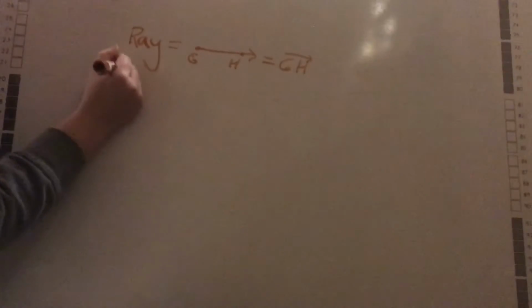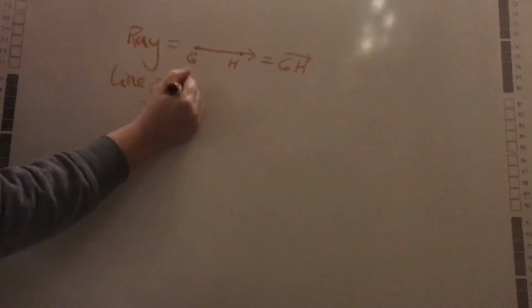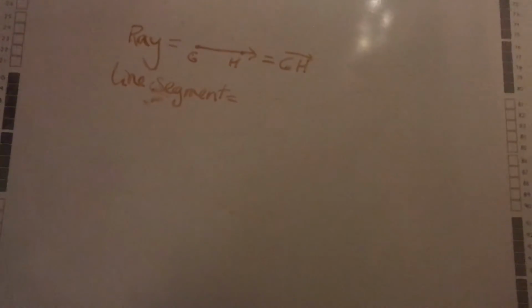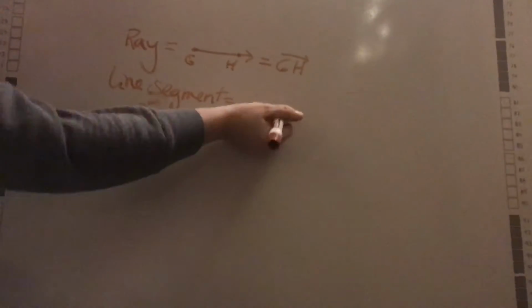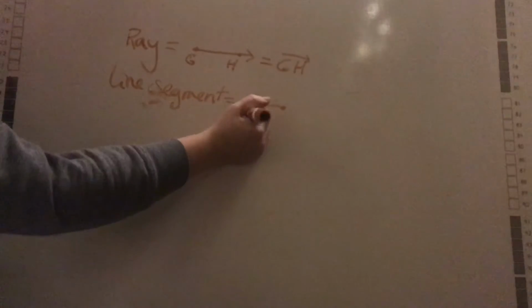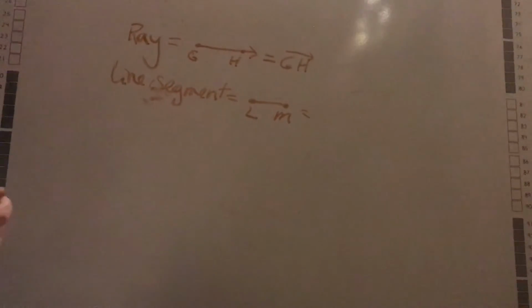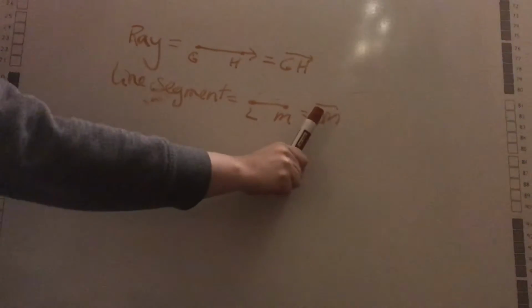And then the next one is a line segment. And like I said, a line segment is different from a line because it stops. It's a part of a line. There's no arrows. So here we have L and we have M, and you would write that like this, LM, the line, but no arrows. Okay? No arrows because it's a line segment. It's not the full line.